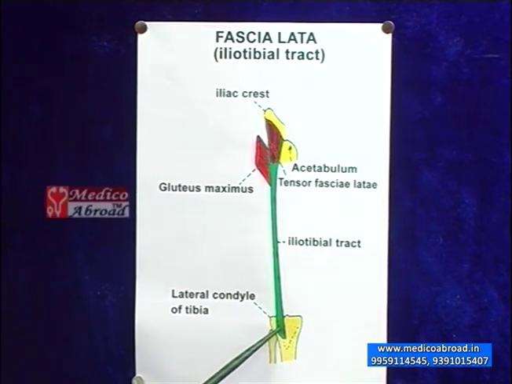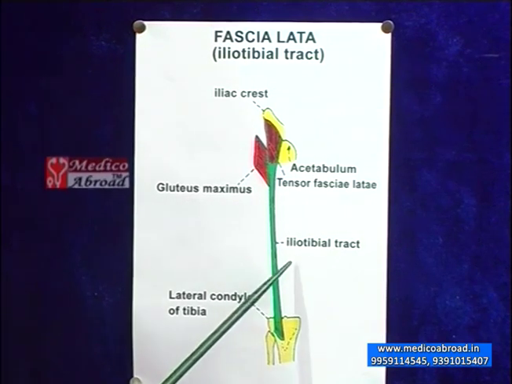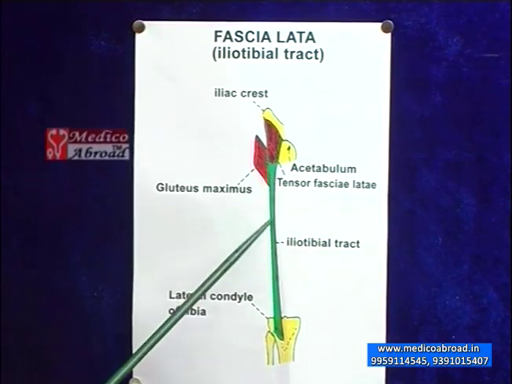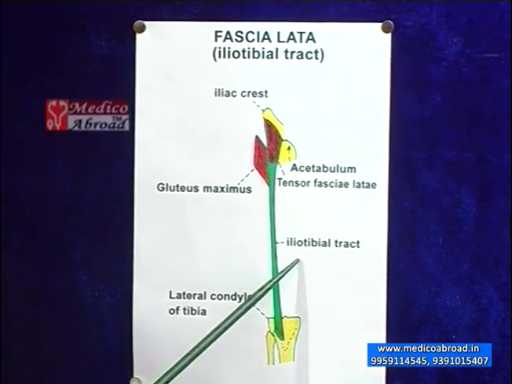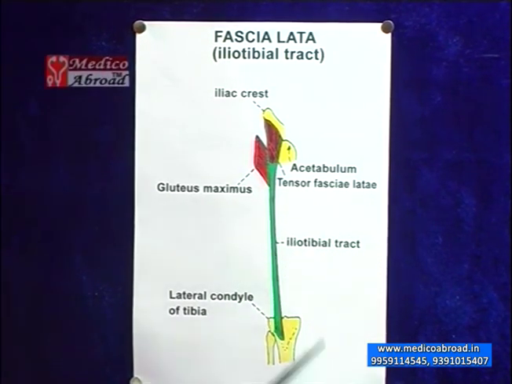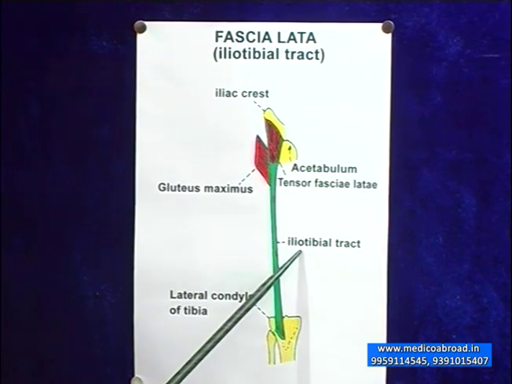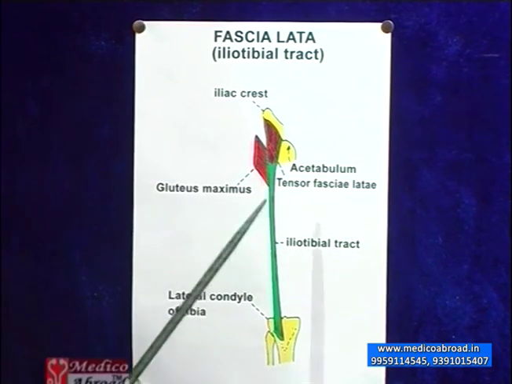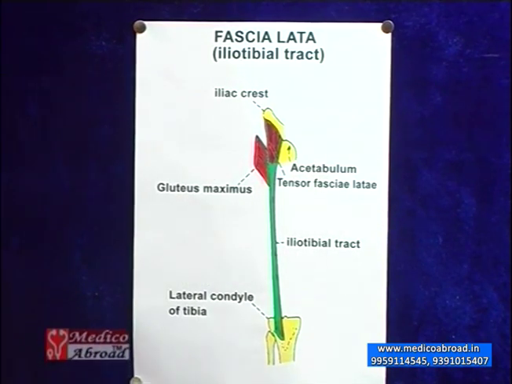Now, the other important application of this iliotibial tract is that since it is a tough fibrous tissue, it can be used to reconstruct and bridge gaps, especially in surgical repair and reconstruction in cases of loss of tissue. So, these are the important aspects of the iliotibial tract.